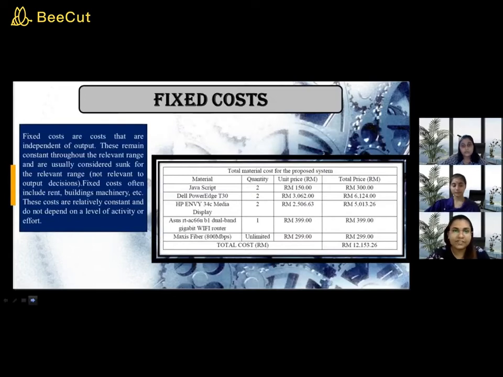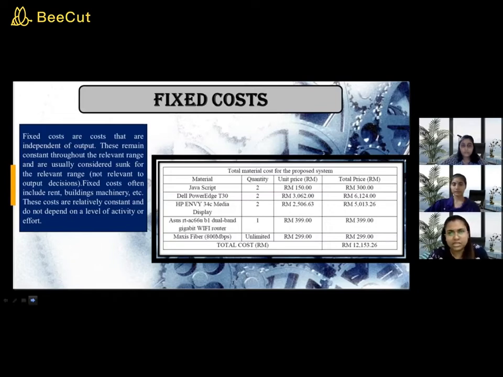Then there are fixed costs. Fixed costs are costs that are independent of output. These remain constant throughout the relevant range and are usually considered sunk for the relevant range, not relevant to output decisions. Fixed costs often include rent, building, machinery, etc. These costs are relatively constant and do not depend on the level of activity or effort.